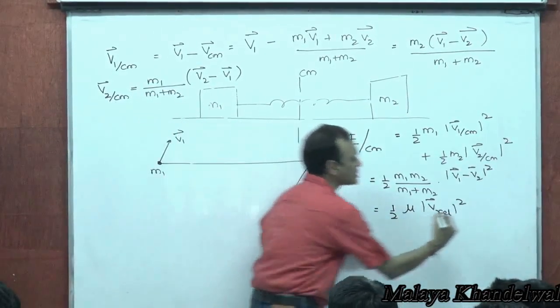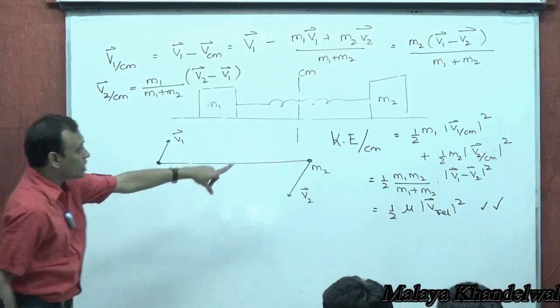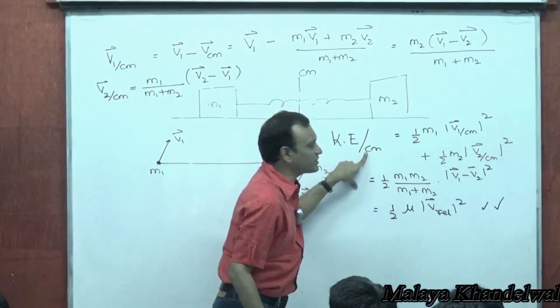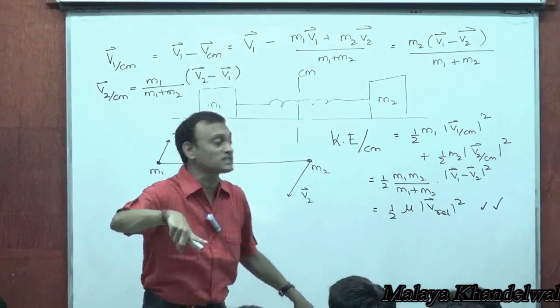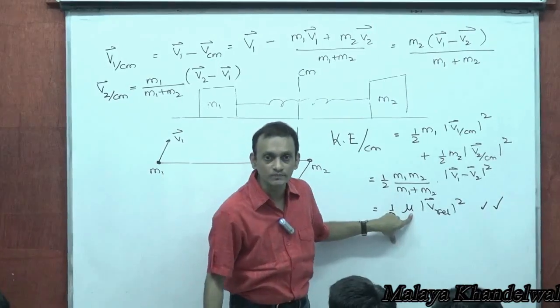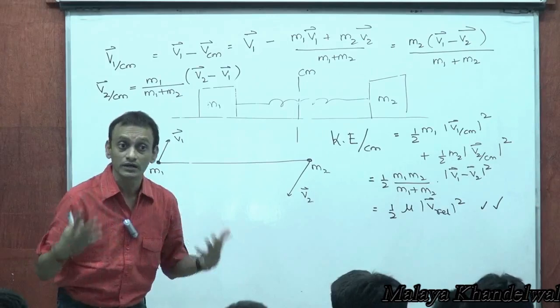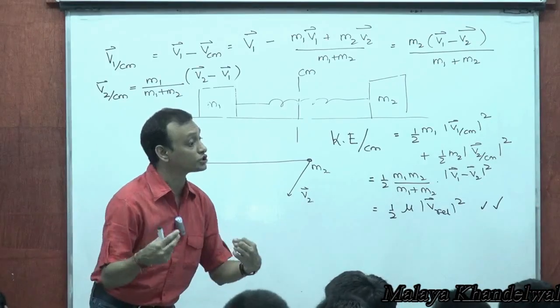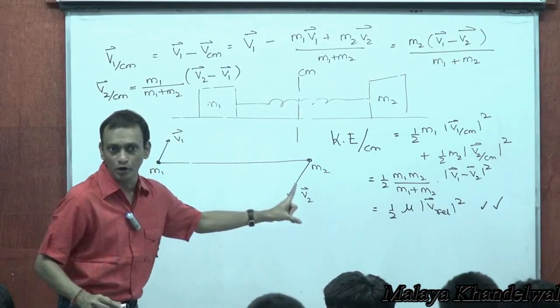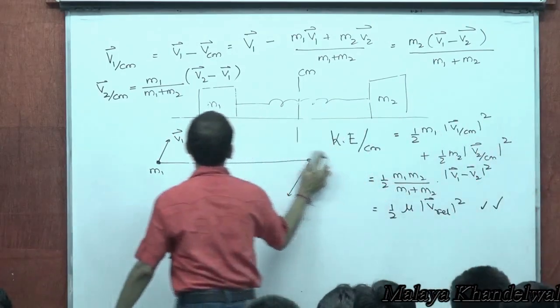It's a very important result. I do want you to understand this and take notice of this. The kinetic energy of a two particle system in the center of mass frame is going to be half of mu, where mu is the reduced mass of the system, into the magnitude of the relative velocity squared. Square of the relative velocity of the two constituent particles. Right? A very important result. Do remember this.